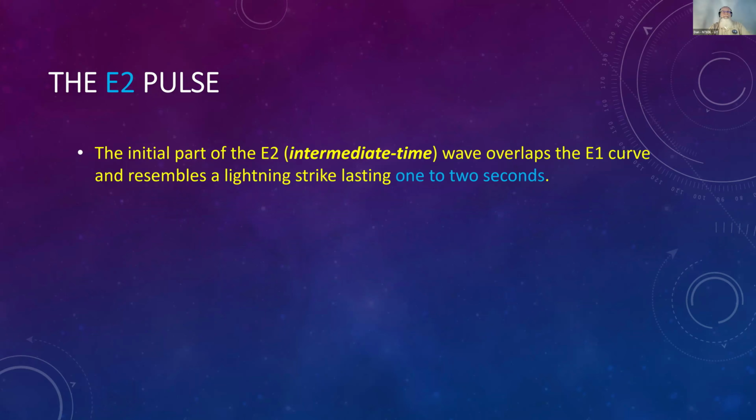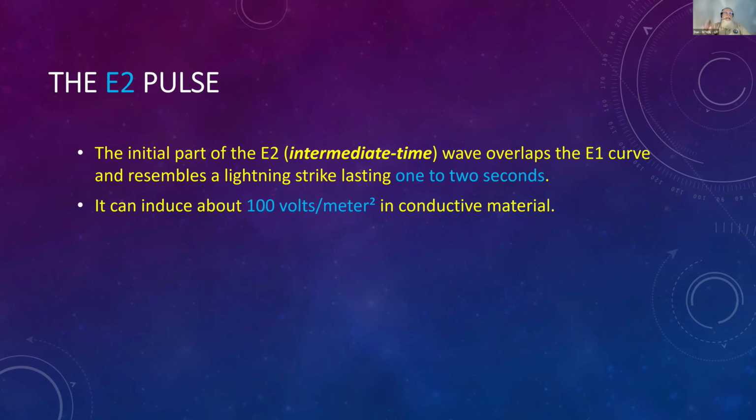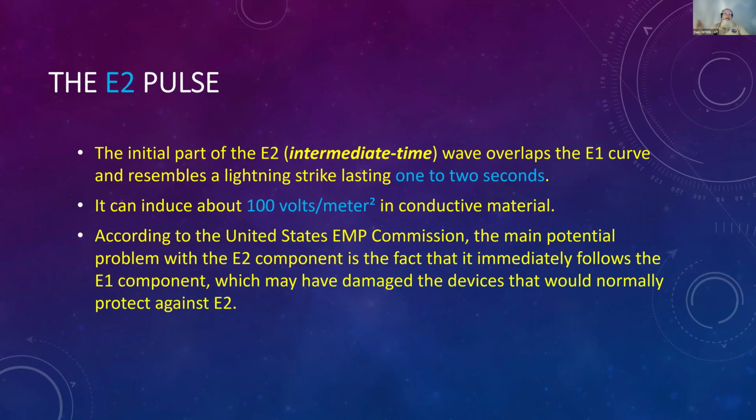The E2 pulse. The E2 pulse is an intermediate time wave that overlaps the E1 curve, and we already saw that. It resembles a lightning strike lasting a couple of seconds. It can induce about 100 volts per meter in conductive material. Okay, we can very easily protect against that.